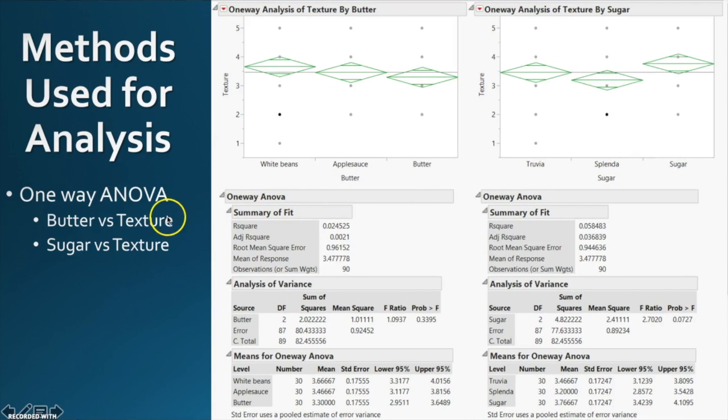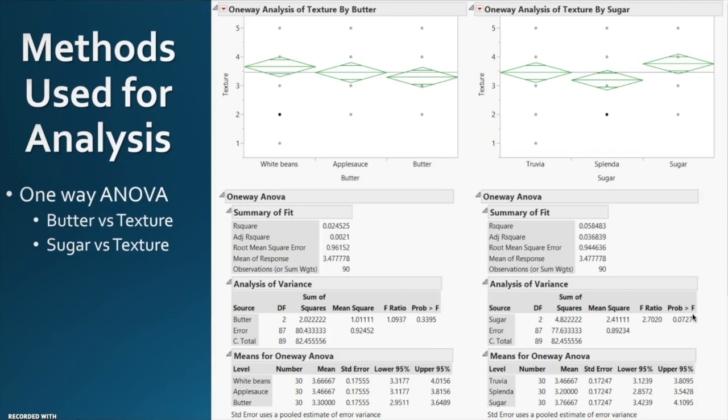Now looking at the butter versus texture and the sugar versus texture. The p-value for the butter versus the texture is quite high, and we cannot reject the null hypothesis, so there again is no difference between the texture of the cookie and the type of butter that you use. And right here with the sugar, this one's a little bit more difficult to quantify because it's kind of close to 0.05. So this would require more analysis in determining if the sugar actually has an effect on the texture of the cookie.